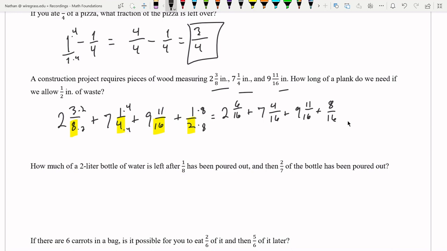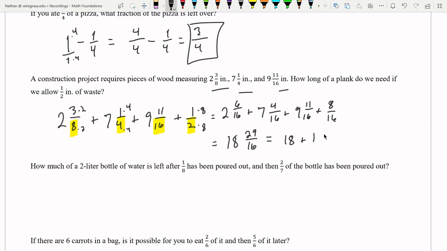Now I can go left or right. I can just add the numbers up. I can change them to an improper fraction, but in this case, the numbers are small enough where I think it's going to be simple enough. And since there's multiple mixed numbers, let's just add them up like mixed numbers. 2 plus 7 plus 9 is going to be 18. 6 plus 4 is 10, plus 11 is 21, plus 8 is 29/16. So 18 plus 29/16 is the same thing as 1.